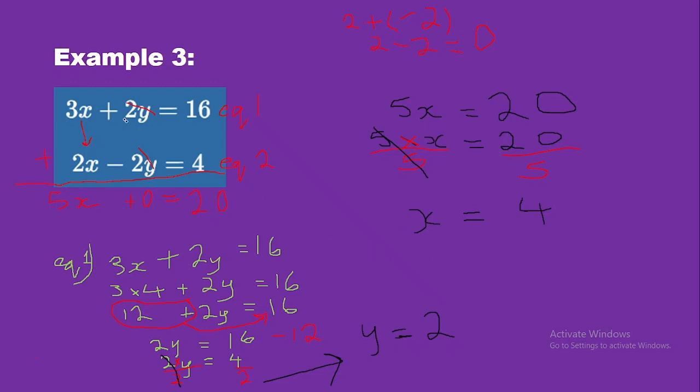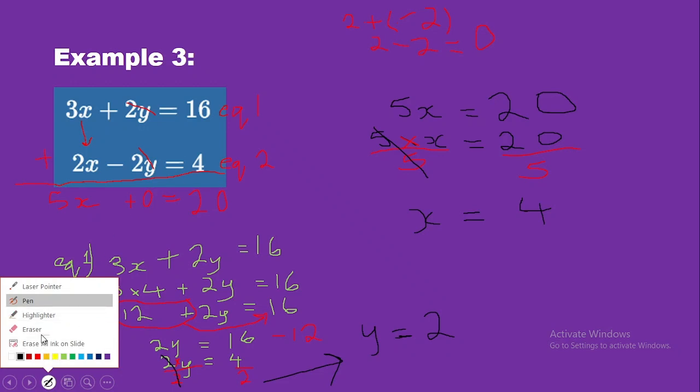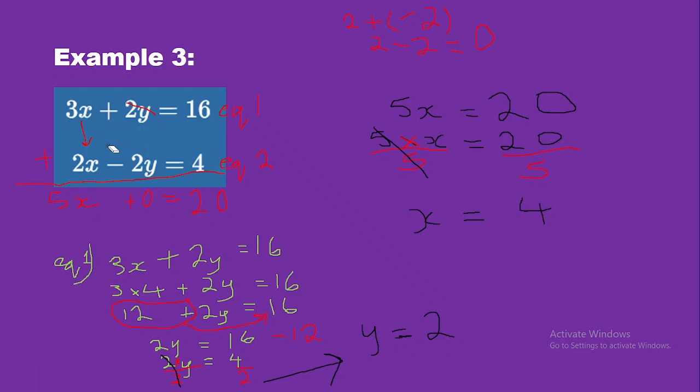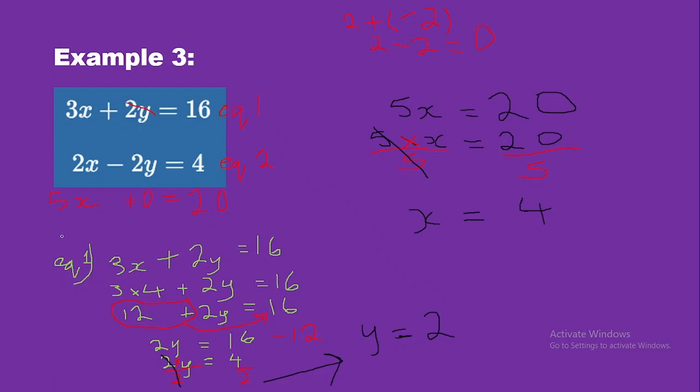Now in order to test our answer, we can test it back in any one of these equations. So let me quickly test it back in equation 2, the original equation that I'll be using. In equation 2, I have 2x minus 2y equal to 4. Let's see if we get this equation to be true, with x equal to 4 and y equal to 2.